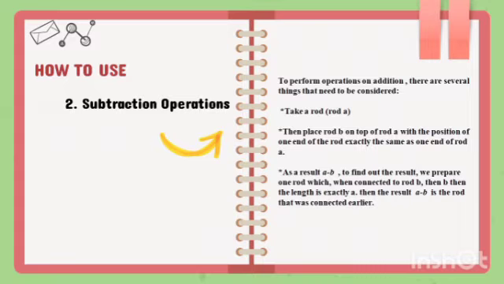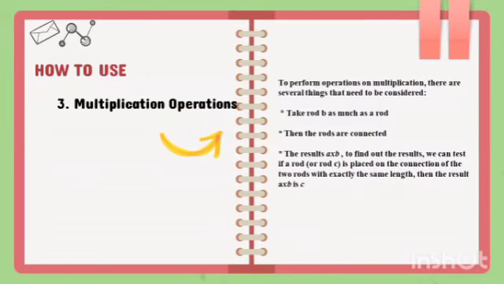Second, place rod B on top of rod A with the position of one end of the rod exactly the same as one end of rod A. Third, as a result of A minus B, to find out the result, we prepare one rod which when connected to rod B, the length is exactly A. Then the result of A minus B is the rod that was connected earlier.